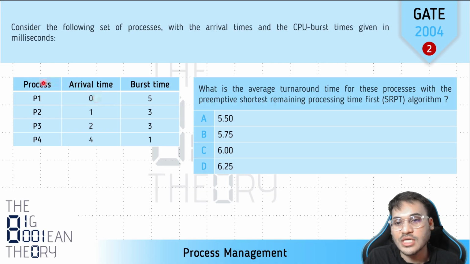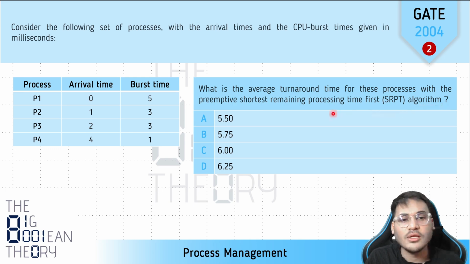So this is the table. As you can see here in this table, we have information about a bunch of processes. There are 4 processes: P1, P2, P3 and P4. We have the arrival time as well as the burst time. All of these are in milliseconds. So based on this given data, the question is: what is the average turnaround time for these processes with the preemptive shortest remaining processing time first, or SRPT algorithm?